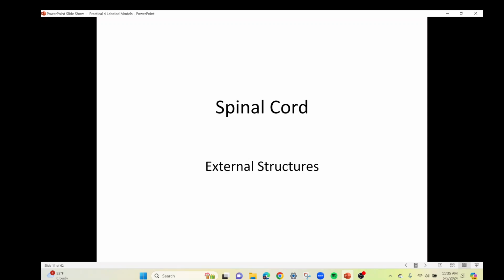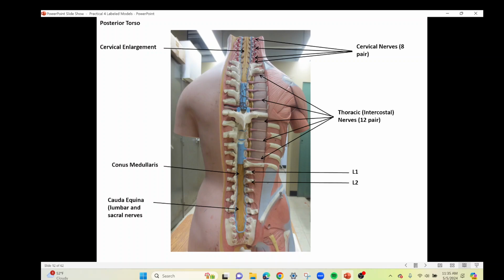In this lesson, we'll review the models of the spinal cord. Let's begin by taking a look at the external features. So one of the models that you're going to see is a posterior view of the torso. All the way at the top would be the beginning of the spinal cord, about the level of the foramen magnum. And then the spinal cord is going to go down.